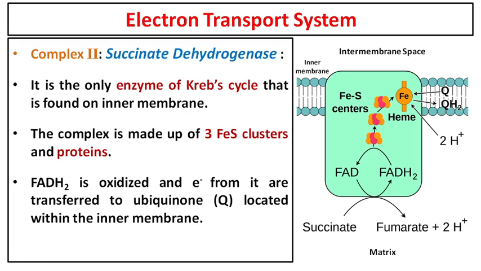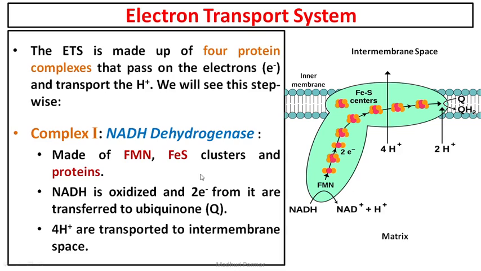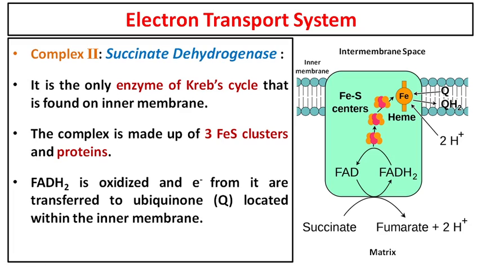Clear? So this is the same in both complex 1, which is also producing QH2 in the end, which is reduced ubiquinone, and complex 2, which is also producing QH2, reduced ubiquinone. Complex 2 does not transport any proton into the intermembrane space. So no protons are transported in complex number 2. So this is the reaction: Q plus electron plus proton gives you ubiquinol or QH2.